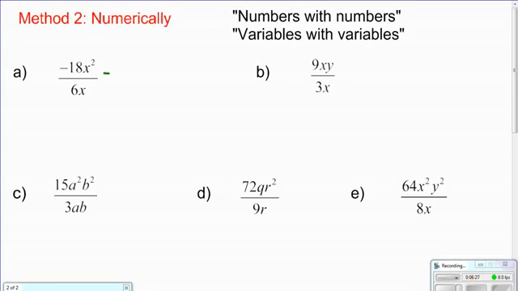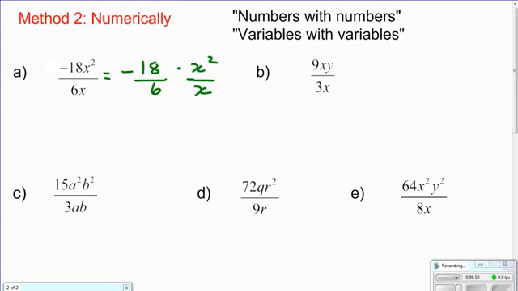So we can rewrite this as negative 18 times x squared over 6 times x, like that. Okay? So all I've done is I've just kind of taken out part of the fraction line. Okay, so we're thinking numbers with numbers, variables with variables. So now we can see that we have negative 18 divided by 6.